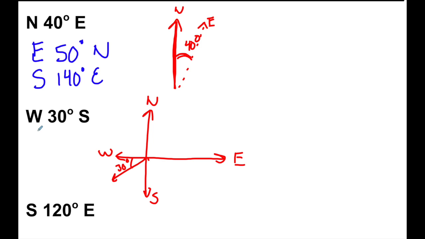Another way you could write this is starting at the south, I'm going to turn 60 degrees west. You start at the south, you go 60 degrees towards the west, and you're in the exact same place. Again, what I'm getting at here is essentially supplementary angles, or rather complementary angles in this case.